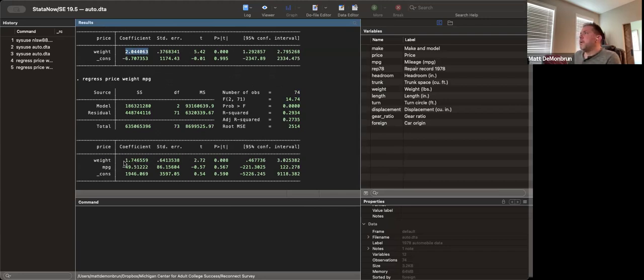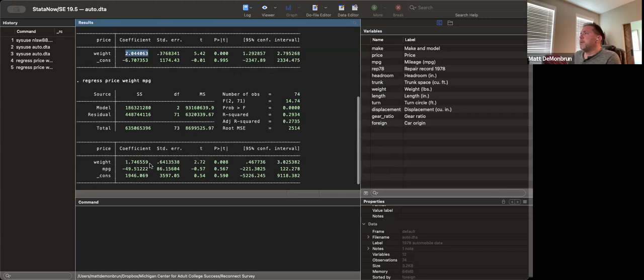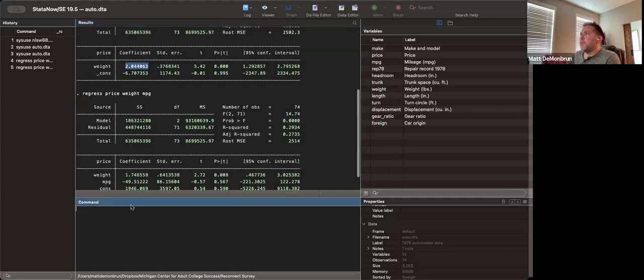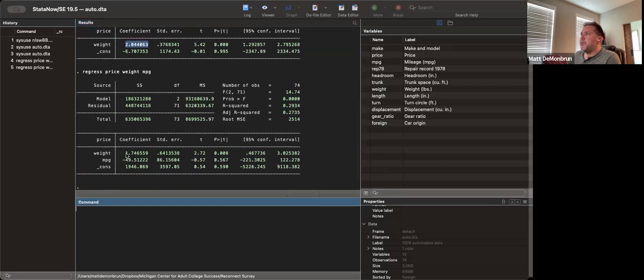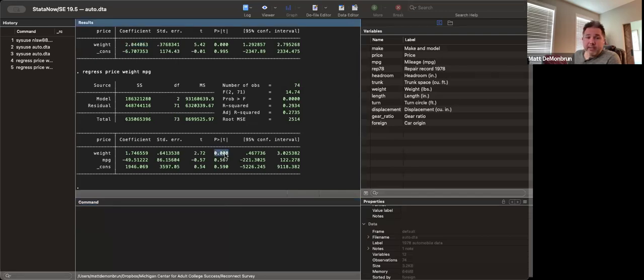And so from there we have 1.74. So we would say, for every 1 unit increase in X, there is a 1.75, if we're rounding, unit increase in our price or our Y, right? Again, we're looking at our p-value. This is less than 0.05. So again, statistically significant relationship between weight and price.